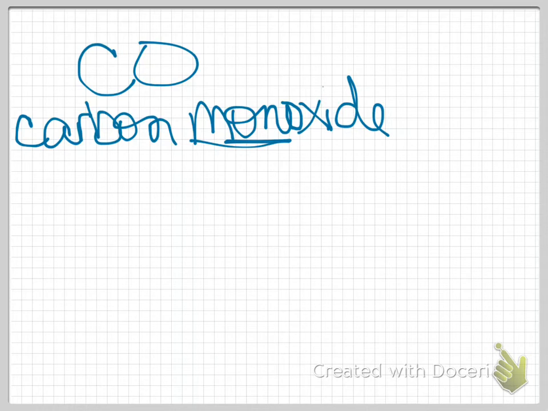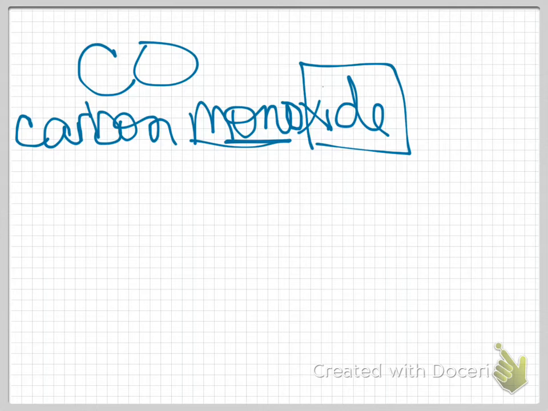And all diatomics, two-element binary compounds, are going to end in IDE. You're going to change oxygen to oxide. And they will all be like that. So naming molecular compounds is actually fairly straightforward.